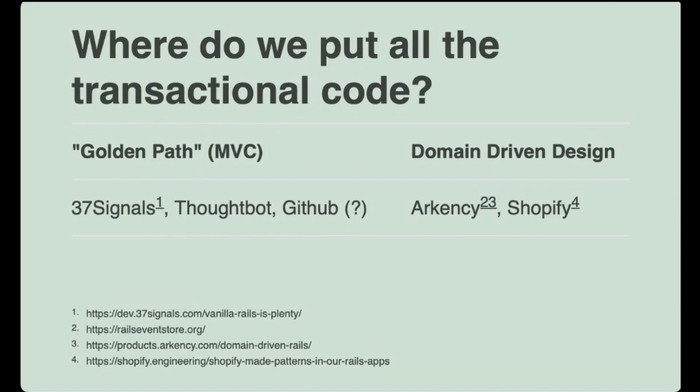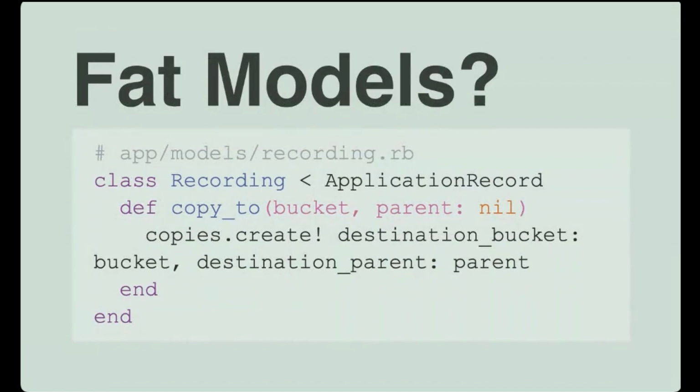What I want to do is first take a closer look at some of the popular alternatives and their pros and cons. The first one is something that probably everybody knows: the fat model pattern. This code snippet is from Jorge Manrubia's "Vanilla Rails is Plenty" blog post, if anyone knows it. I'm gonna put all the references somewhere later. Basically, fat models are models equipped with methods for processing data, possibly including side effects, possibly reaching out to other models, like we see here. This recording class has a copy-to method that allows it to copy itself to a destination bucket. It's obviously Basecamp code.